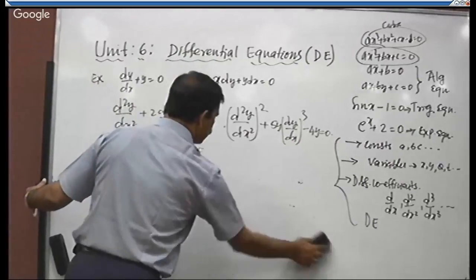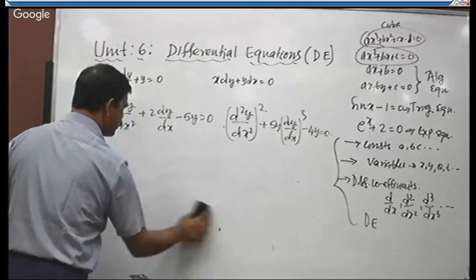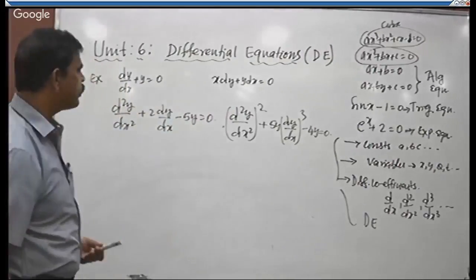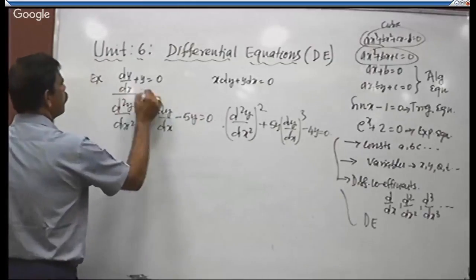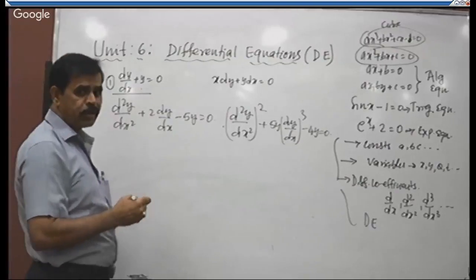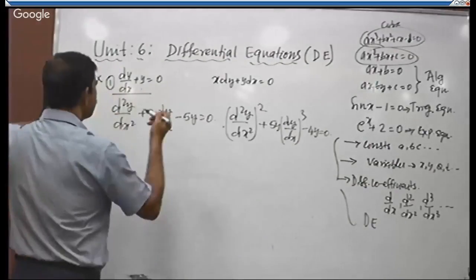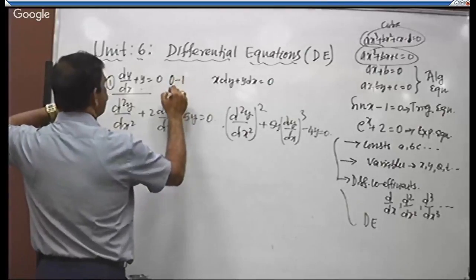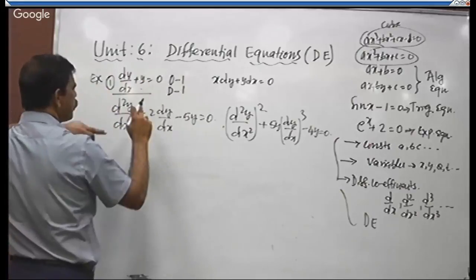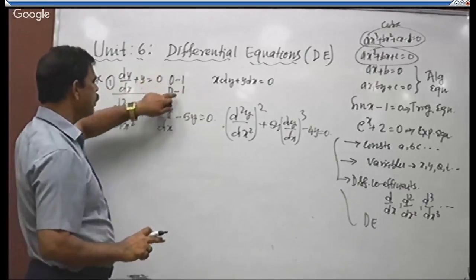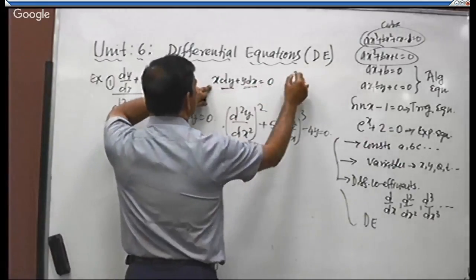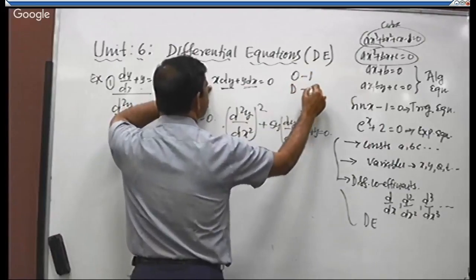Of getting order and degree of differential equation. Take the first equation. What is order and degree? The equation involves only dy by dx, correct? So order is 1 and degree is 1. Why? Only dy by dx is there. What is its highest power? It is 1 only. Therefore, order is 1, degree is 1. The second equation is also only in dy by dx, so order is also 1 and degree is also 1.